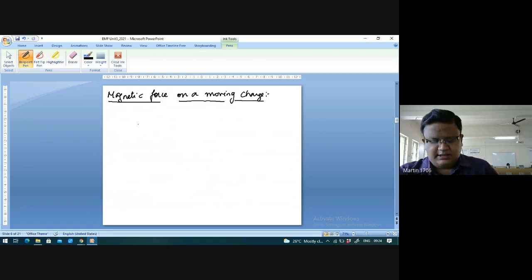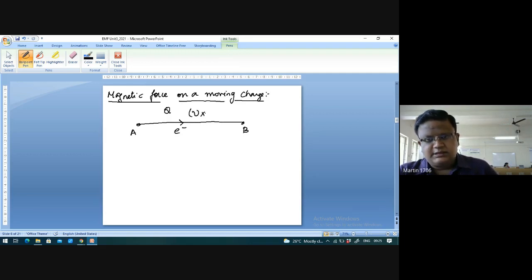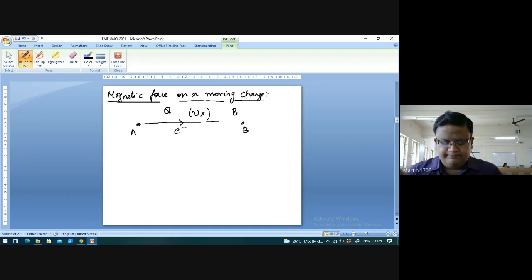Suppose I am taking one conductor. This is one conducting element, a point AB. When I apply the potential, what happens? The electron will start moving. So actually, we are talking about the electron. It will be fully charged, and the electron will move with the velocity v, and it has a magnetic field also. It has the magnetic field B.